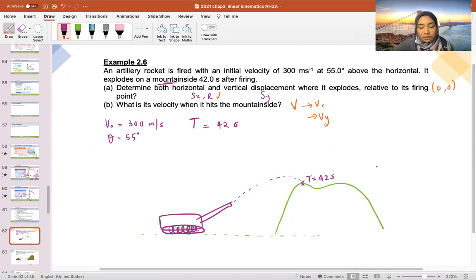And we don't know what the velocity is. We know what is our initial V0. Kita dah tahu V0 is 300. And the angle is 55 degrees with respect to the x-axis. Okay, what else are we missing? 55, 300, 42. Okay, so I think that's it.